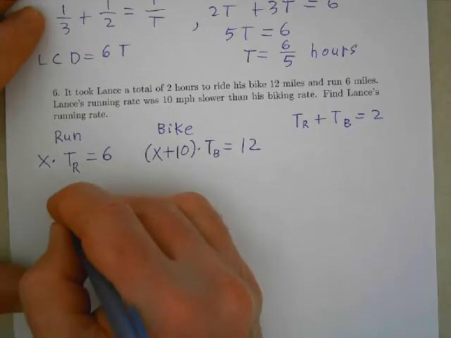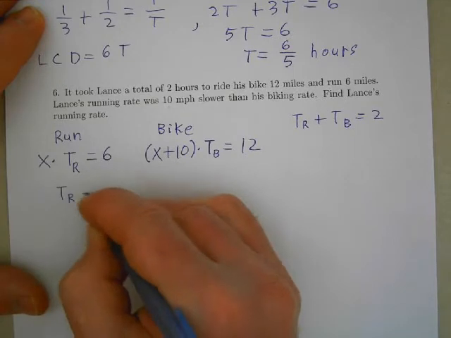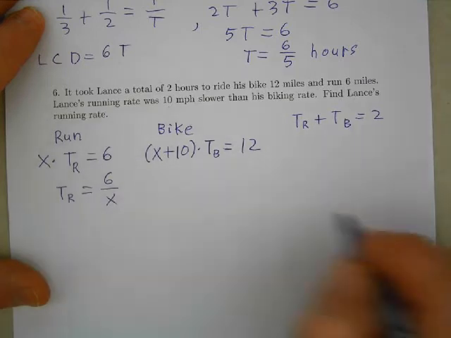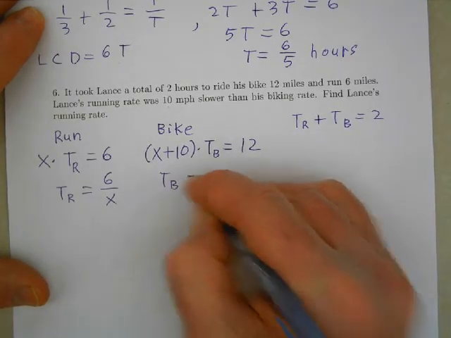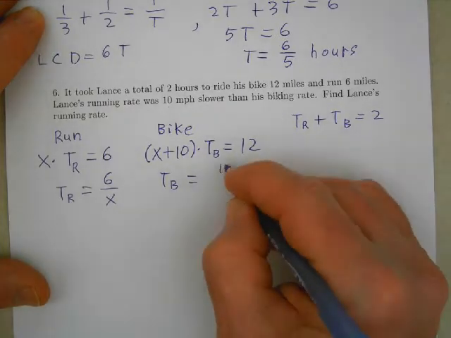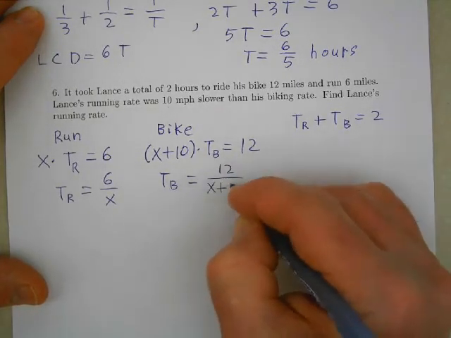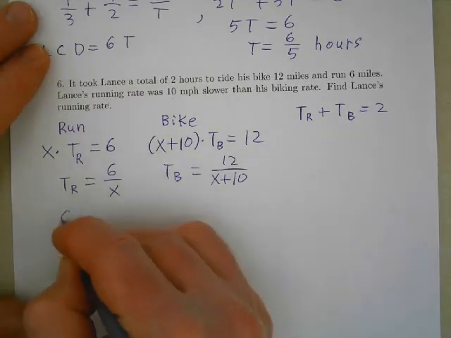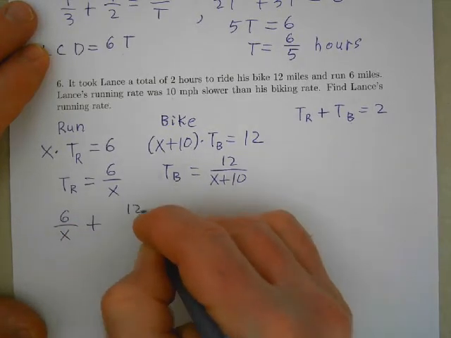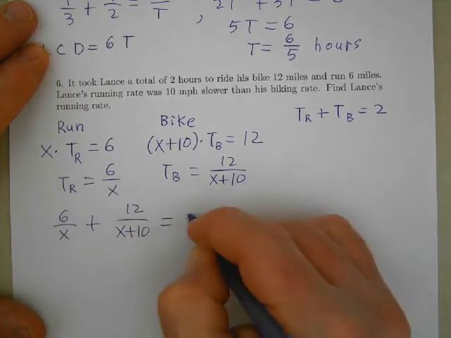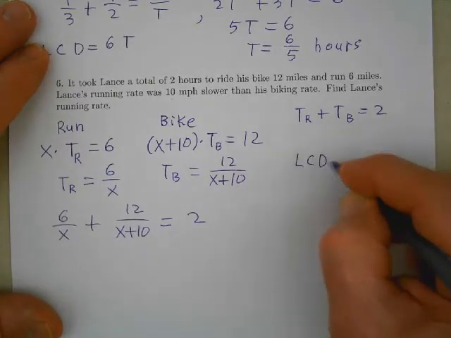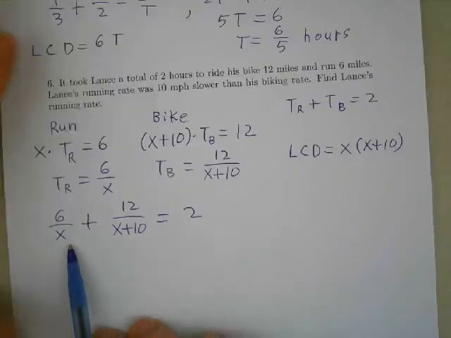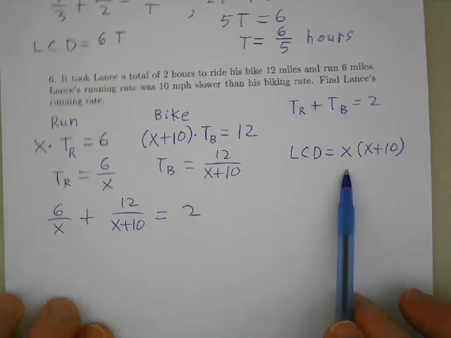Okay, so we'll solve each of the equations for time. The amount of time it took him to run 6 miles is distance divided by rate, 6 divided by x. The amount of time it took him to ride his bike 12 miles is a distance of 12 divided by the rate. And then we'll substitute each of those quantities into this equation, and we'll get 6 over x plus 12 over x plus 10 equals 2. The least common multiple of the denominators is x times x plus 10. And we'll multiply every term on both sides of this equation by the least common denominator.